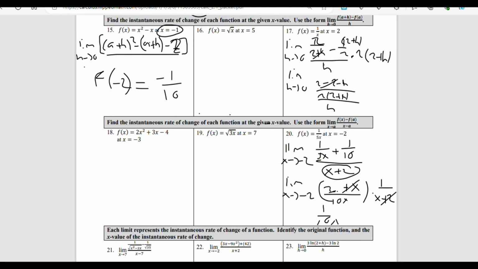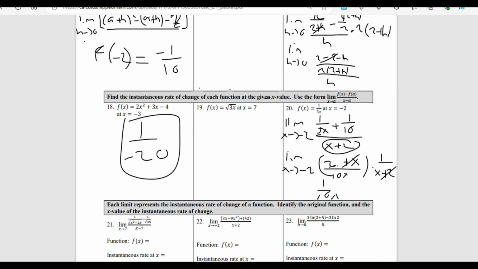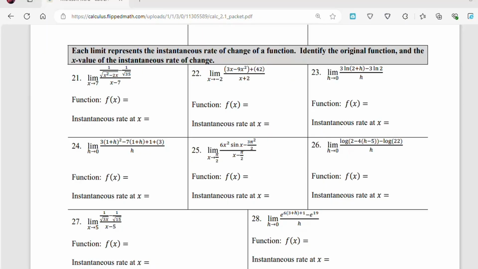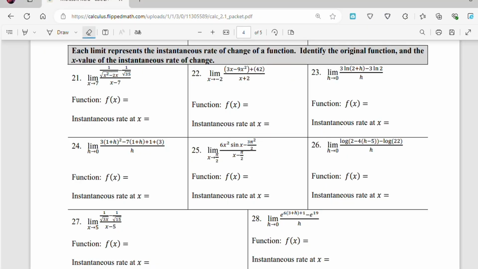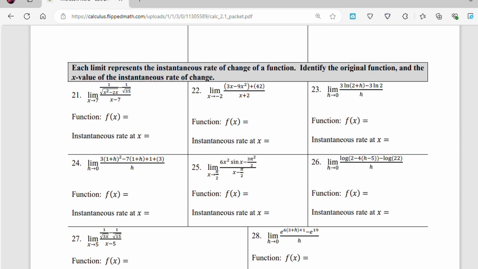X is -2, so we get 1 over -20. And there we go. We have something that's a bit easier. So we're going to be identifying the instant rate of change of a function and then the original function, as well as the x value.